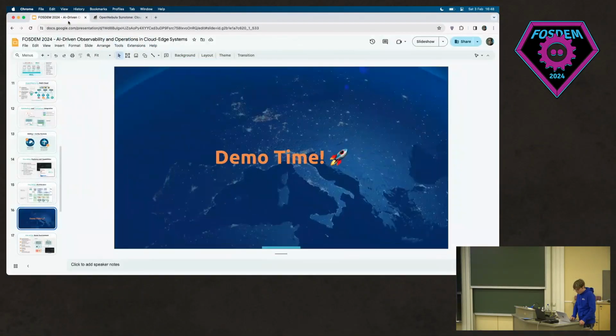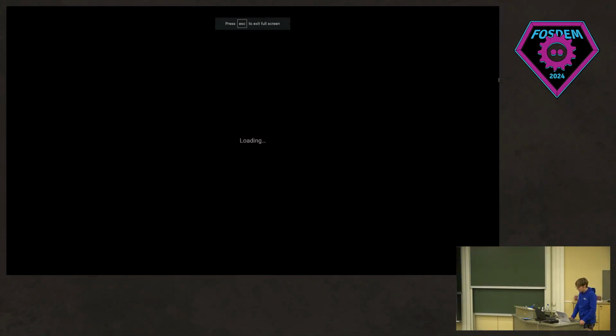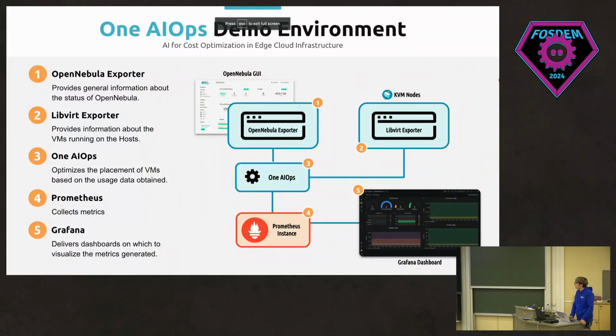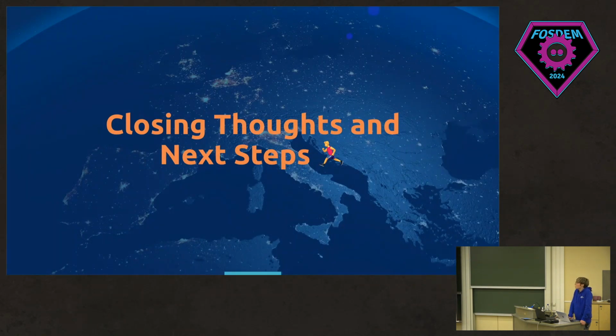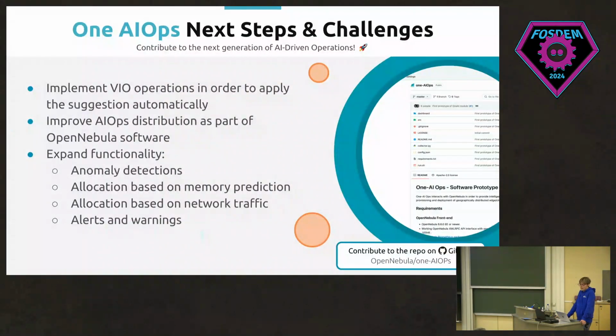And well, returning to the slides. This is the demo that we have just seen, and now the closing thoughts and the next steps of this project. So the next steps and challenges that we are facing in One AIOps, first, is to implement the virtualization operations in order to apply the suggestions automatically. Currently, the operations are only suggested but not performed in the cloud system.